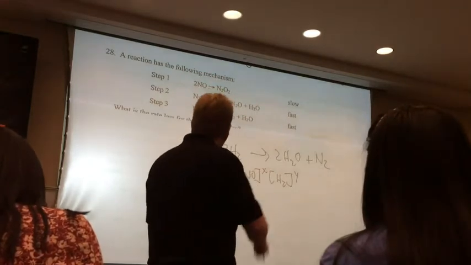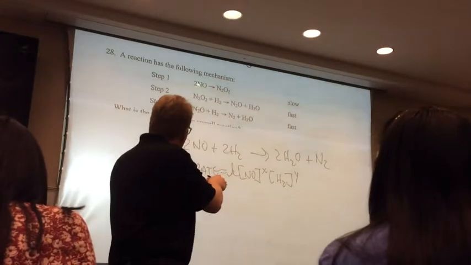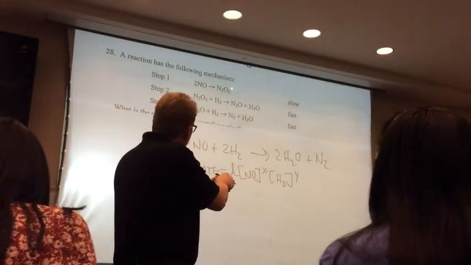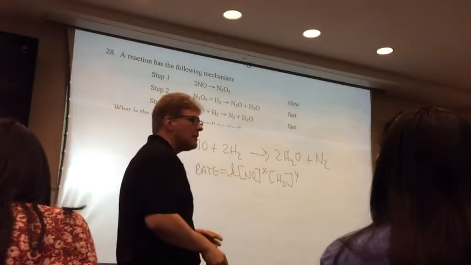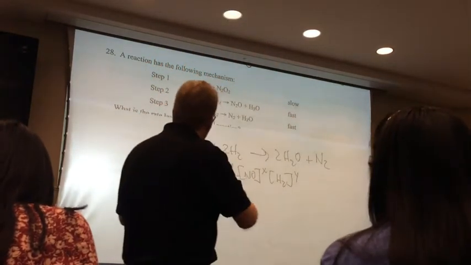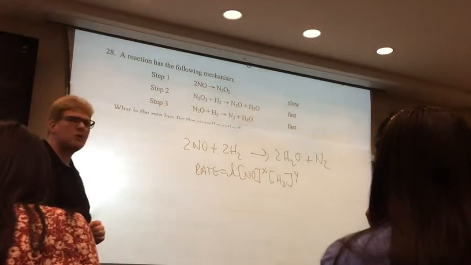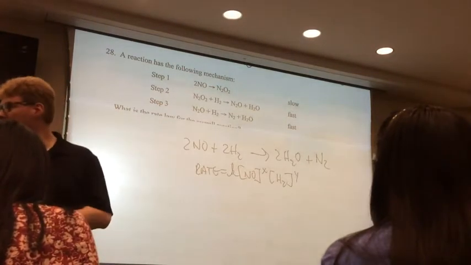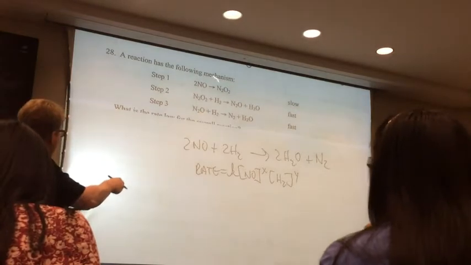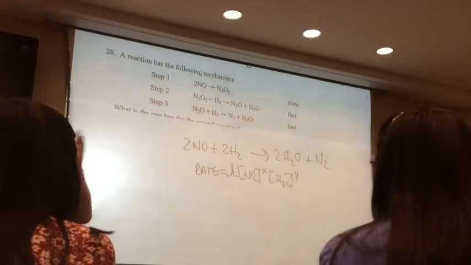How about N2O2? What is it? It's an intermediate. It's not there at the beginning. It's created and then goes away before the end. So it's not there, shows up, and then goes away. How about N2O? It's another intermediate. It's not there at the beginning. It shows up, and then it goes away. So we have 2 intermediates in this.